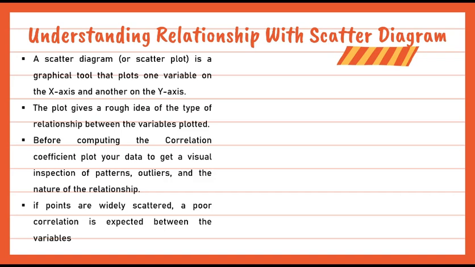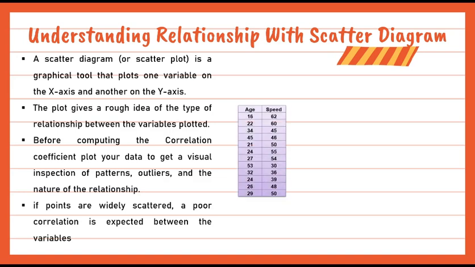Before computing the correlation coefficient, plot your data to get a visual inspection of the patterns, outliers, and nature of the relationship. So this gives a bird's eye view, a beginner's exercise: if we want to find out the relationship between two variables, first start with a scatter diagram. Roughly you will get an idea about how the two variables are connected to each other, if there is any pattern, or if there is the existence of any outlier. Outlier means some values which are extremely large or extremely small, considering the other values of the data set. If the points are widely scattered, a poor correlation is expected between the variables. So these are some ways of identifying from the scatter diagram.